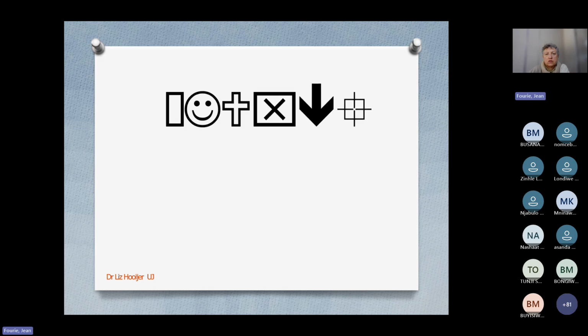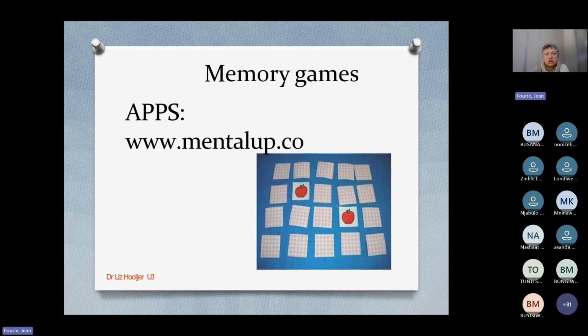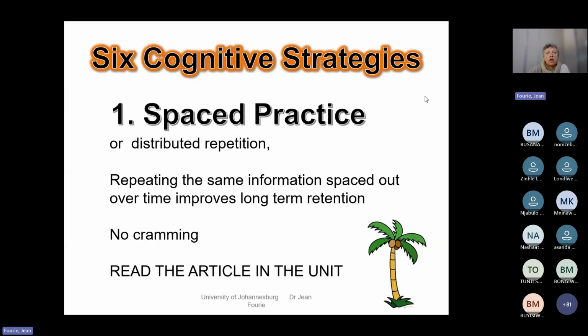Okay, I'm just going to skip some of these slides. I'll get back to them later. I want to go into the six cognitive strategies, and give you their names, that emanate from all this research on remembering and forgetting. And remember, for your assignment, you're going to choose one of these strategies.